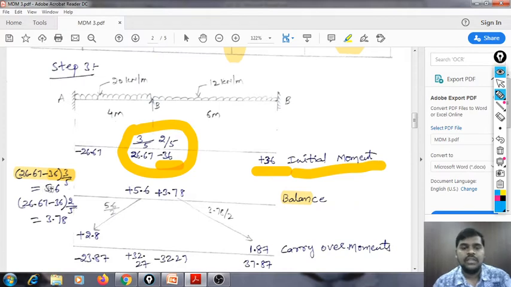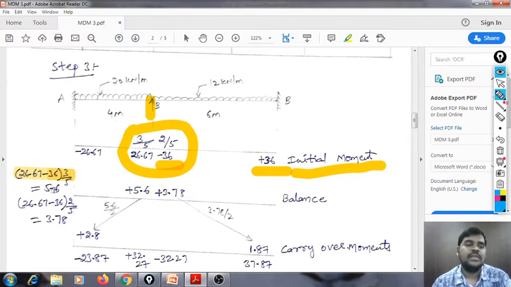Because see, here we have balance. The word here we are using is balance. So what is balance? We have to keep that B support in equilibrium, so that the attained moment, or the balance moment, must be balanced with opposite sign.